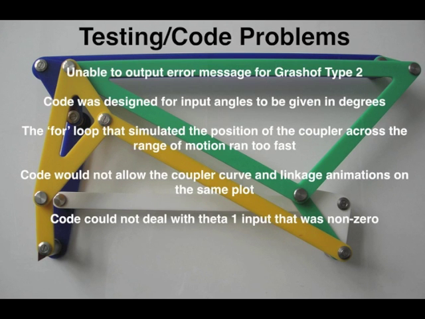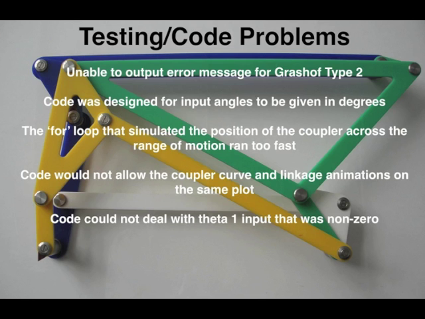Whilst we had minor issues with impossible angles and subsequent output error codes, and also with input specification issues, our main problem was tracing the coupler curve. We were unable to make the trace and animation occur on the same axes, and to circumvent this, we decided to put two sets of axes, one with the animation and one with the trace.